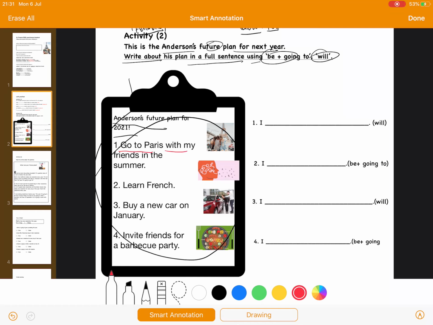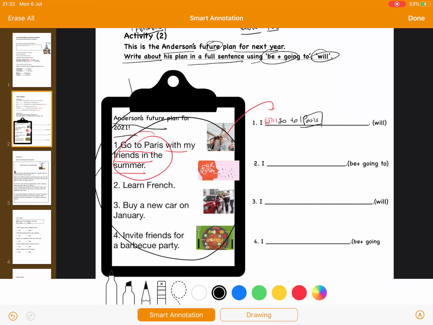Go to Paris with my friends in the summer. This is Anderson's future plan, the first plan. So we need to use will. We need to use will to complete the sentence. So I need to put will first, right? I will, the base form, go to Paris.